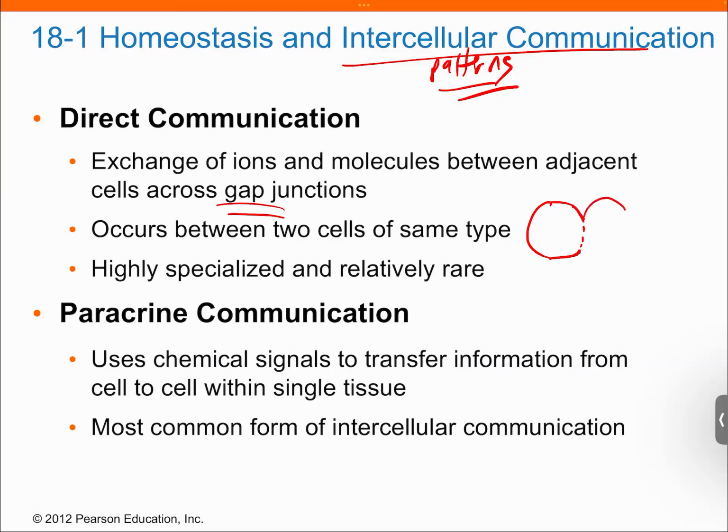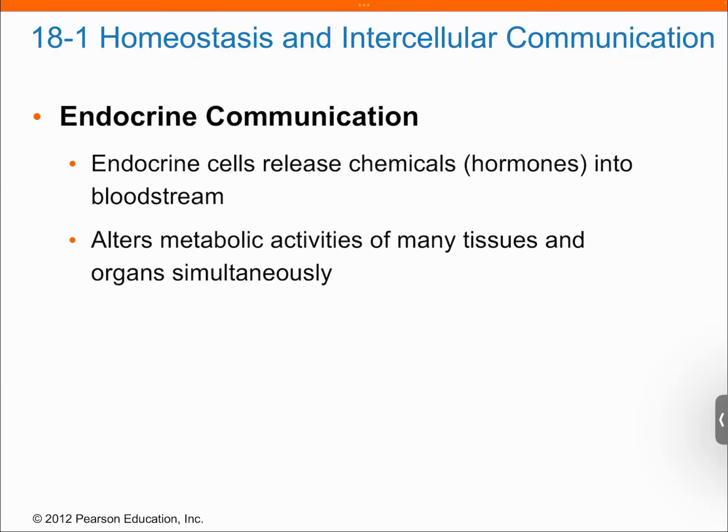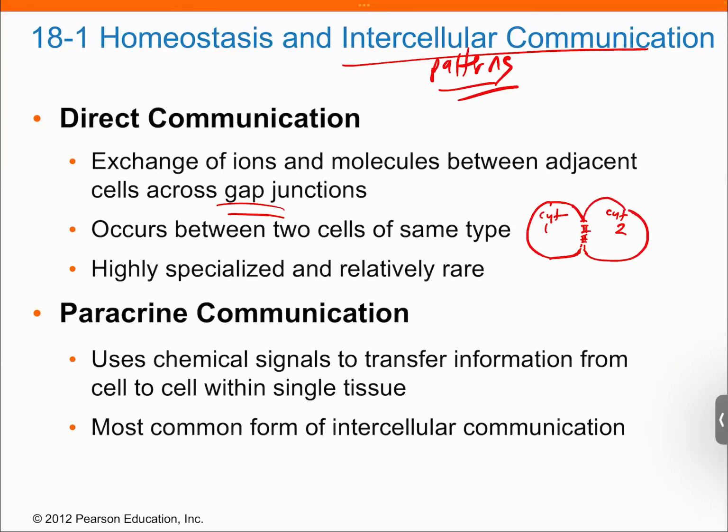A gap junction is a type of cell connection where there are little channels that connect the cytoplasm of cell number 1 with the cytoplasm of cell number 2. So if there's a change in cell number 1, it will immediately move through these gap junctions and communicate to cell number 2. It's like they hear the same instructions at the same time because their cytoplasms are connected. Okay, that's direct communication. Basically, when one hears it, we all hear it.